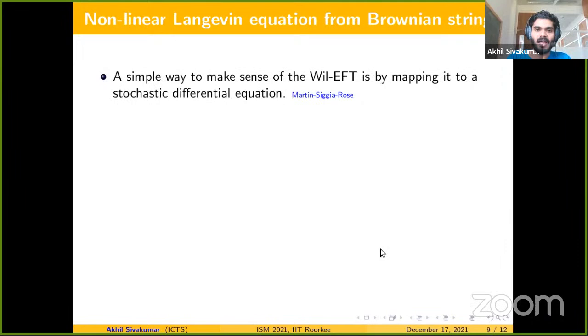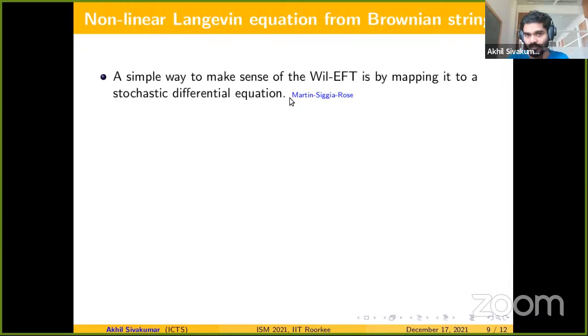I've talked about decomposing these scalars and writing EFT theories, as suggested by Stringer-Kalish, Pathnichols, and so on. But how do you make sense of this? A simple way to make sense of a Wilsonian EFT is by mapping it to a stochastic differential equation.